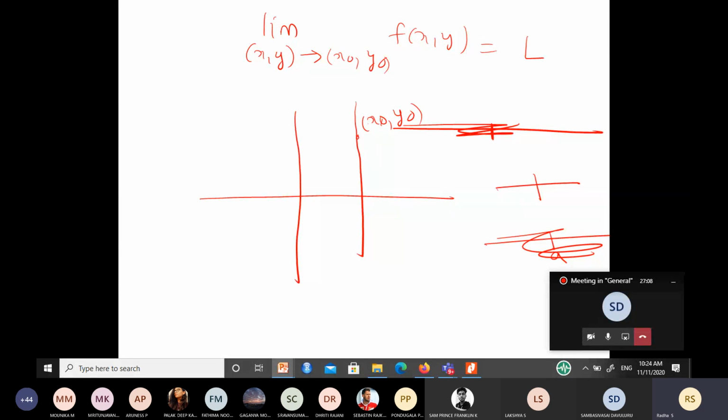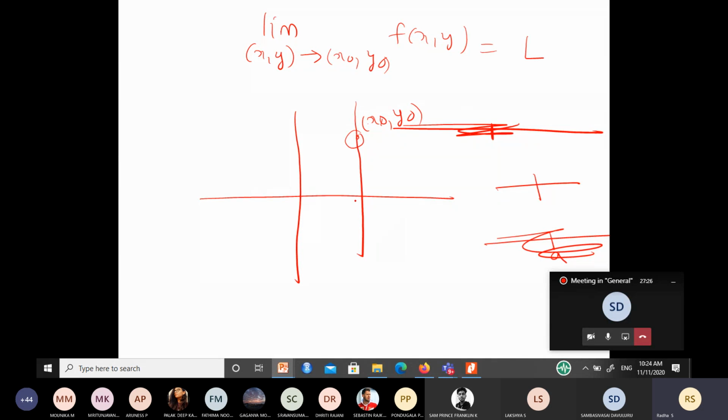To reach a point along a line, either from left or right, only you can proceed. No other direction you may prefer. But if you consider a point like this, if you want to approach this particular point, then you can approach through any curve which passes through x0 comma y0.